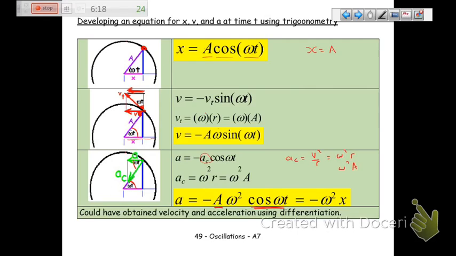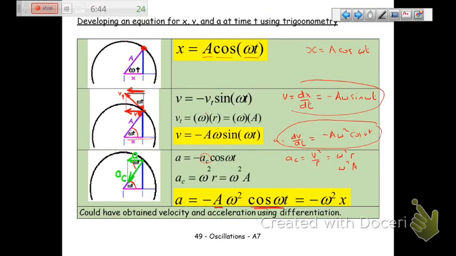x is equal to A cos omega t. v is equal to dx by dt, which equals minus A omega sine omega t. a is equal to dv by dt, which equals minus A omega squared cosine omega t. So for some people, that's just so obvious. Why bother with the diagrams? And for other people, the diagrams are so obvious. Why bother with the calculus?